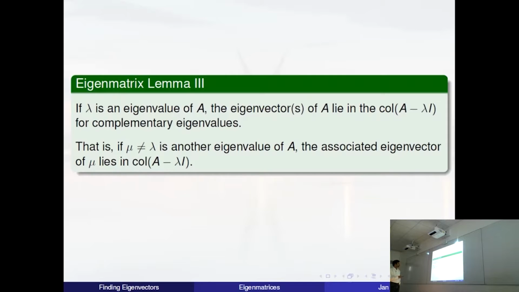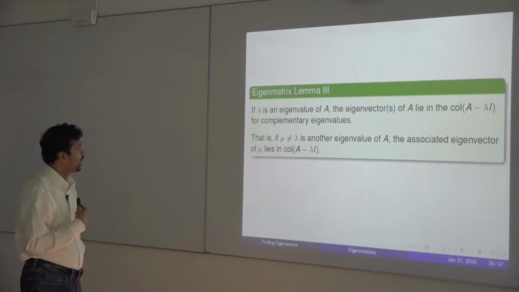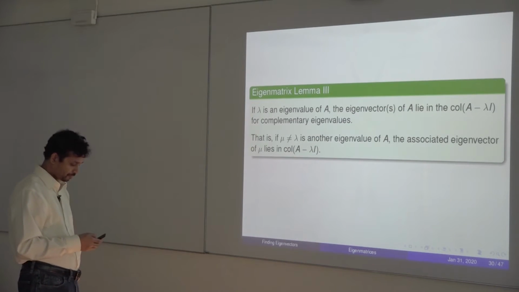That is, if mu not equal to lambda is another eigenvalue of A, the associated eigenvector of mu lies in the column space of, or the null space of, lambda, or the column space of A minus lambda I. So we call this the eigenmatrix lemma.